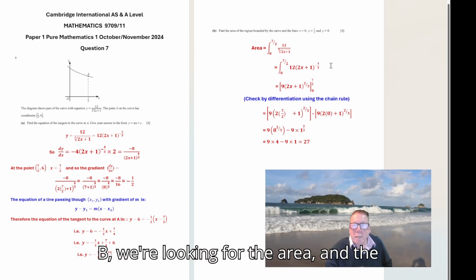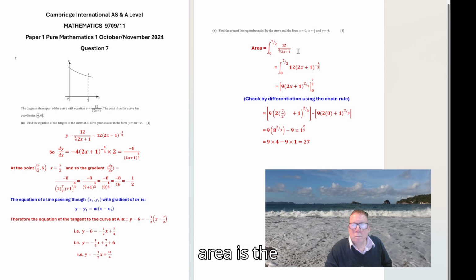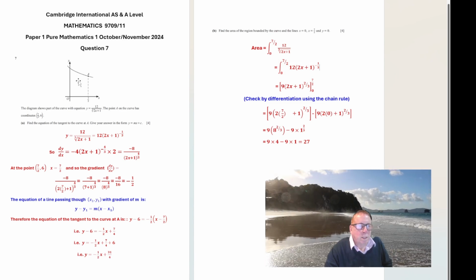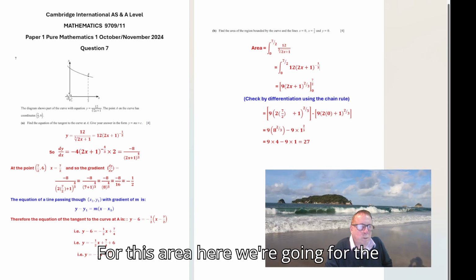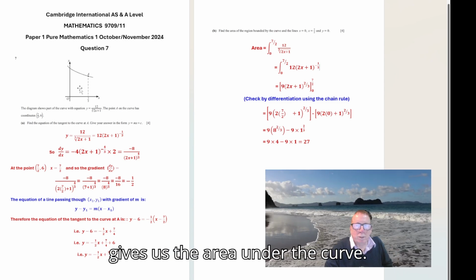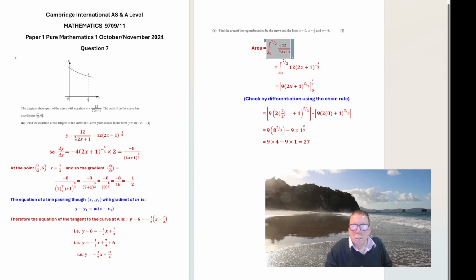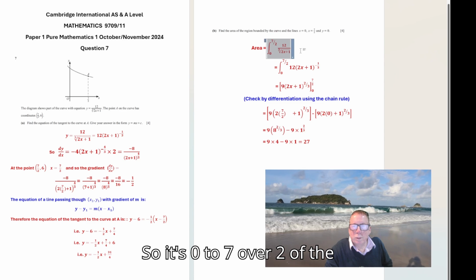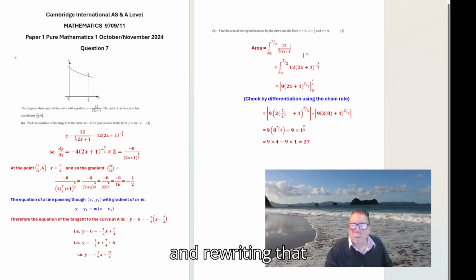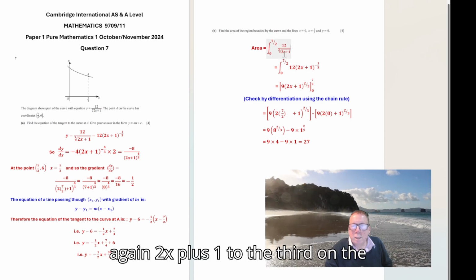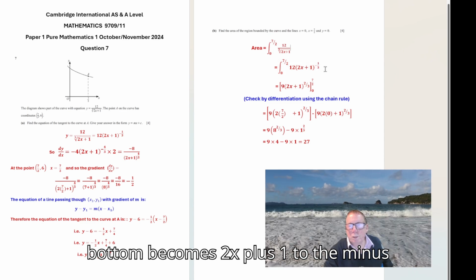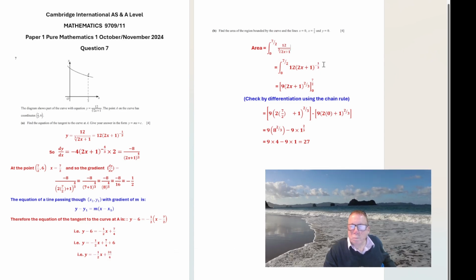Turning to part B, we're looking for the area. And the area is the integral. For this area here, we're going from 0 to 7 over 2, and that gives us the area under the curve. So it's the integral from 0 to 7 over 2 of the equation of the curve, which is here, and rewriting that again, 2x plus 1 to the third on the bottom becomes 2x plus 1 to the minus third on the top.